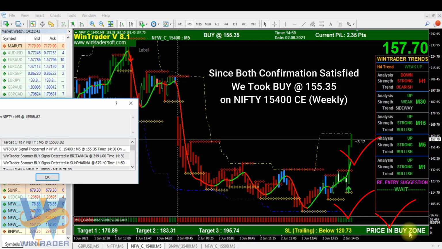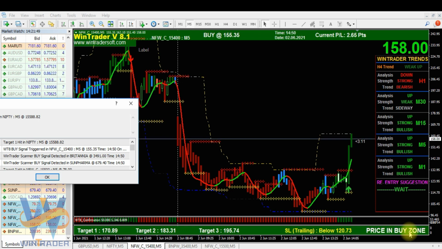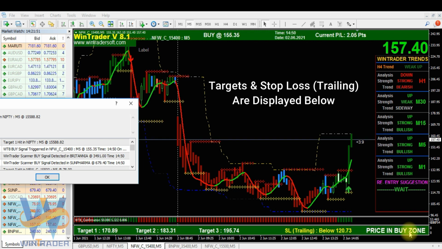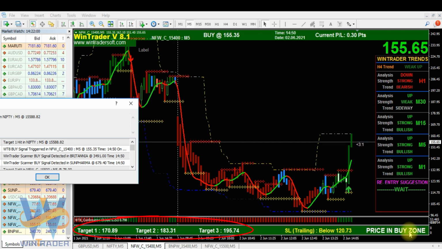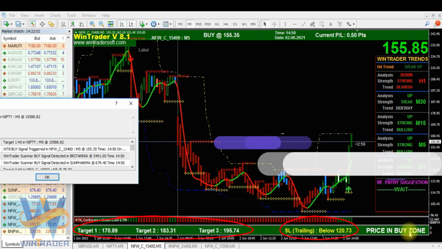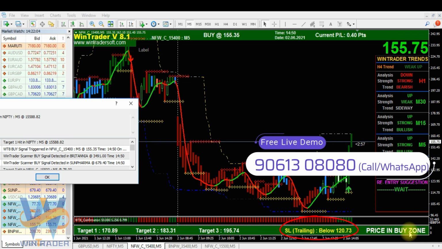The buy signal is confirmed at 155.35. And you can check the target and stop loss at the bottom. Once the signal is confirmed and you enter the trade, you will get the target and stop loss: Target 1, Target 2, Target 3. We give you three targets with a trailing stop loss, so with that trailing stop loss and targets you can exit the trade.